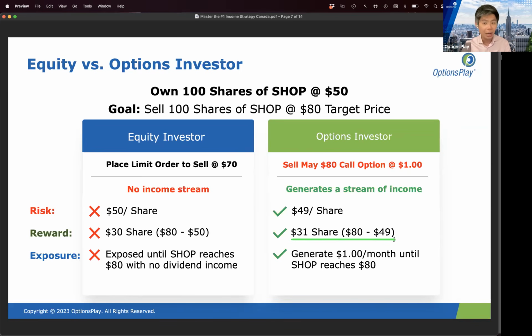And if, let's say, between now and May expiration, the stock doesn't reach $80, well, the call option has now expired worthless. I've kept my dollar, and guess what? I can sell a new covered call and collect perhaps another dollar. And that's when I refer to a consistent income stream. That's what I'm referring to with the covered call. Does that make sense, everyone? Please type 5 into the chat window if that makes sense to you.